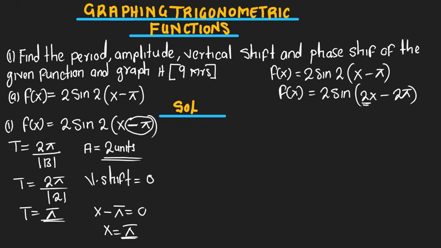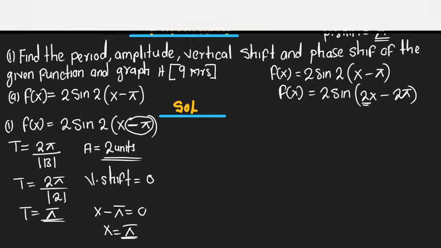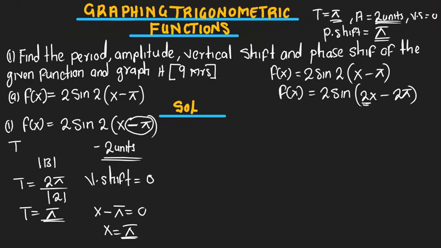Let me show you. Yes, we got our period as pi. Yes, we got our amplitude as 2 units. I'll show you. I don't need this. Then I got vertical shift 0, right? What else? Phase shift. All this is not needed. You don't need this data unless you've been asked. Now I'll be able to show you how the graph is going to come out.